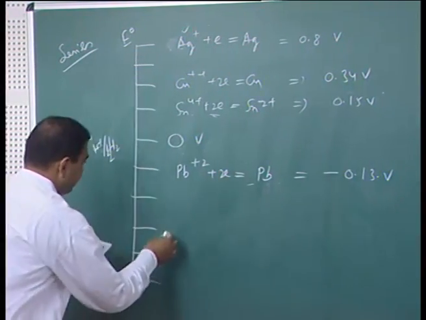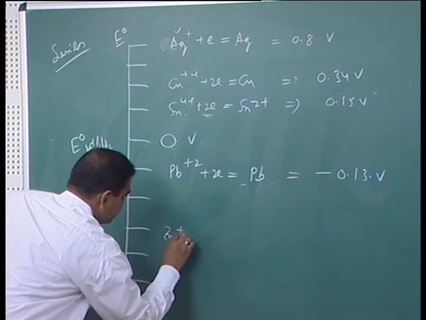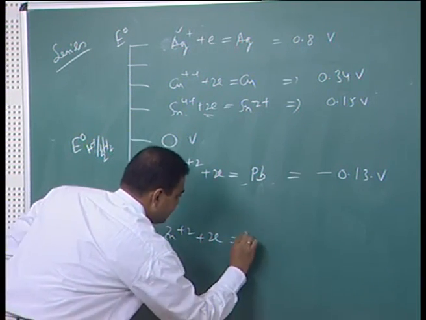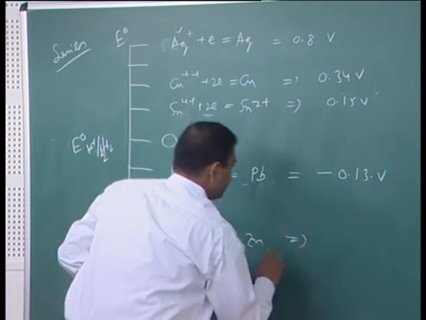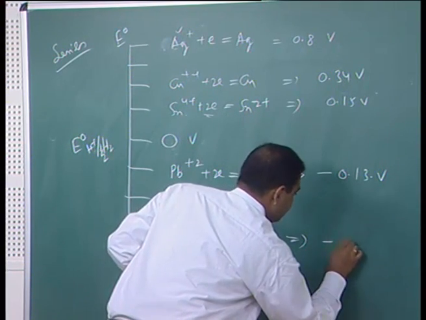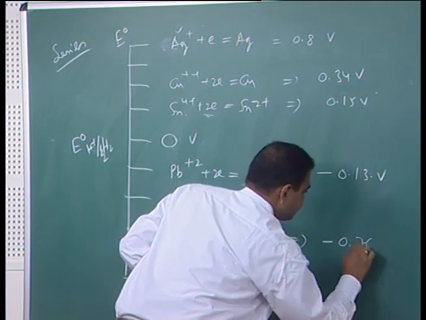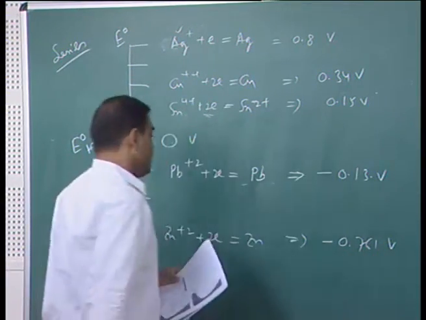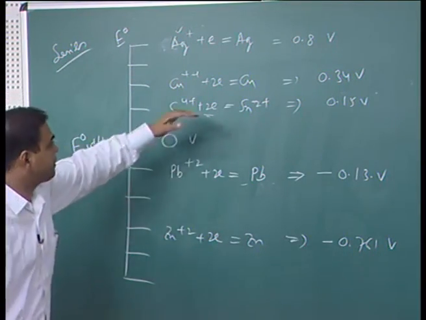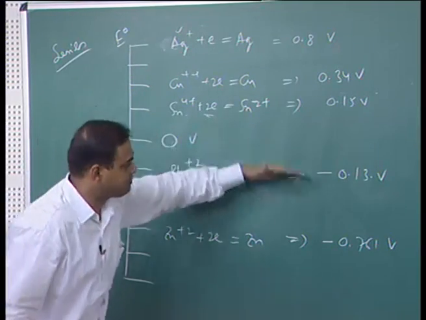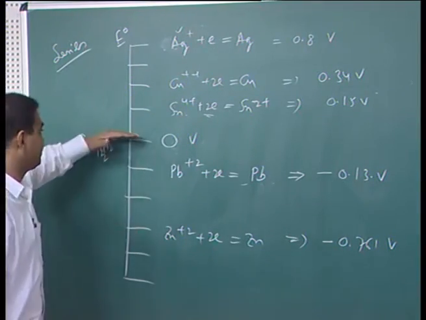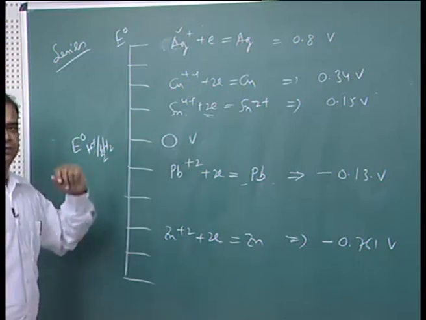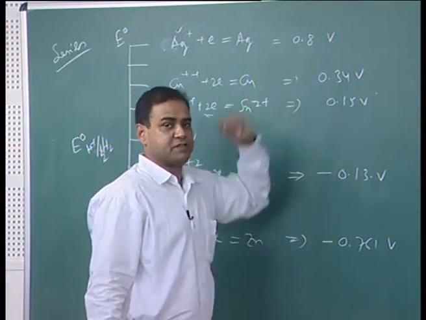Now in a similar way you can find out for Zn2+ + 2e- = Zn. In that case my reduction potential would be -0.761 volt. So now we have some values which are positive and some which are negative compared to 0 volt. What is the importance of this minus sign and positive sign?